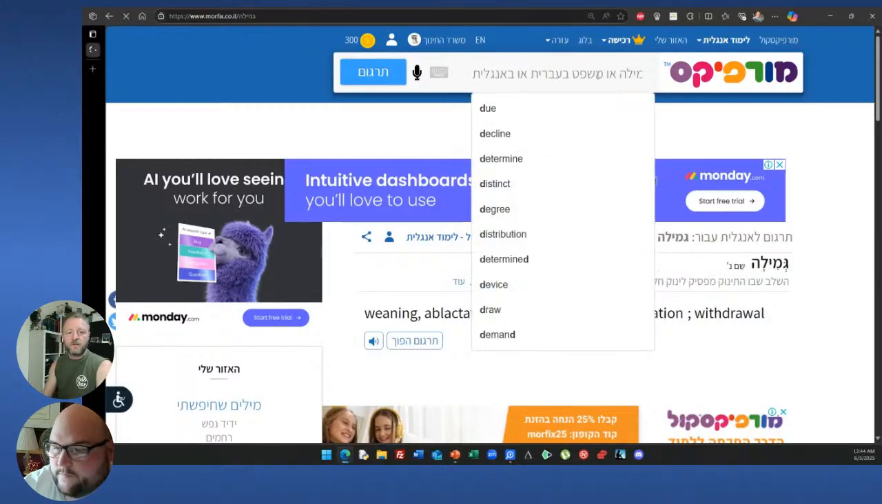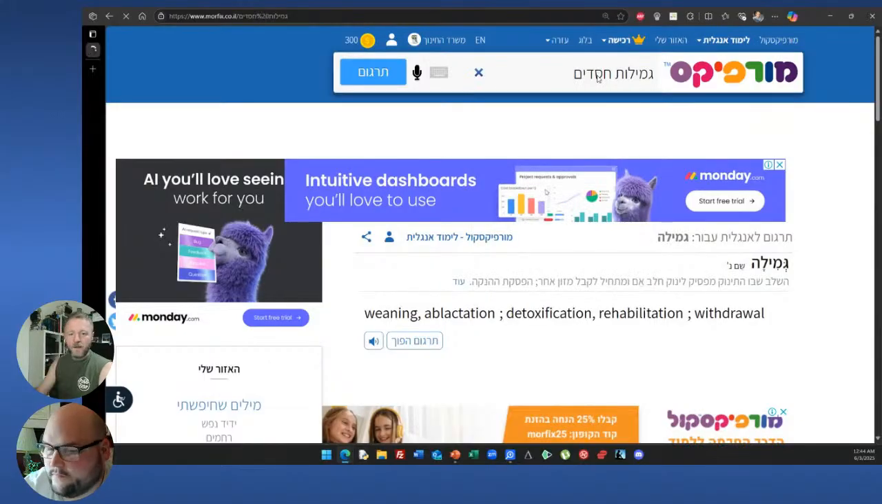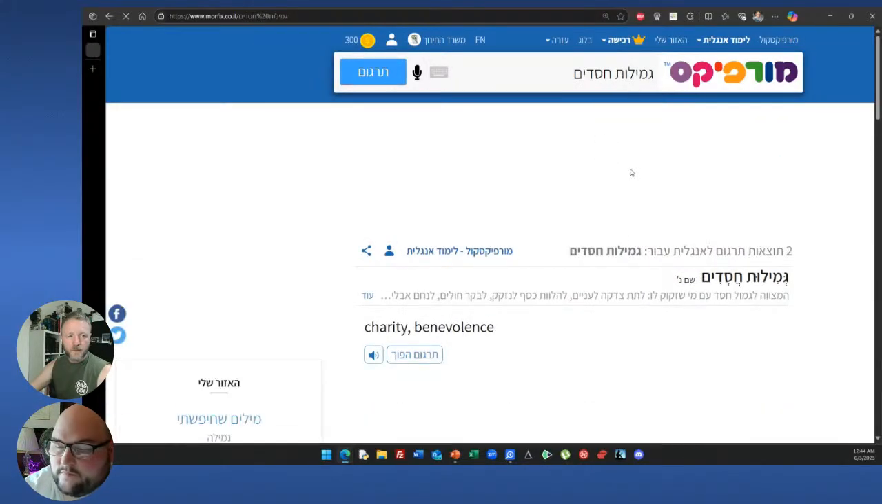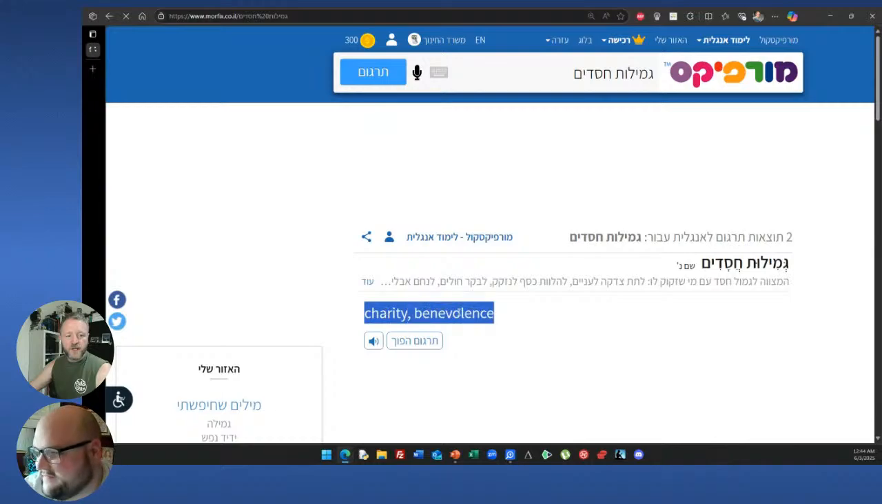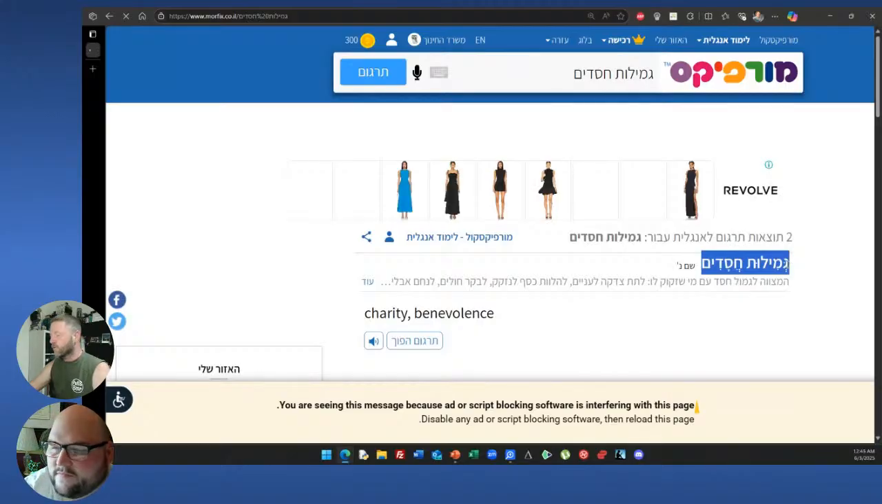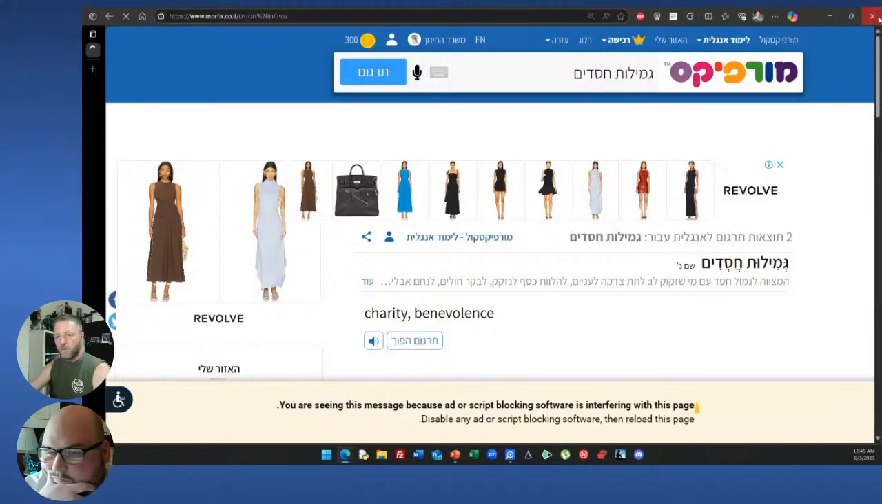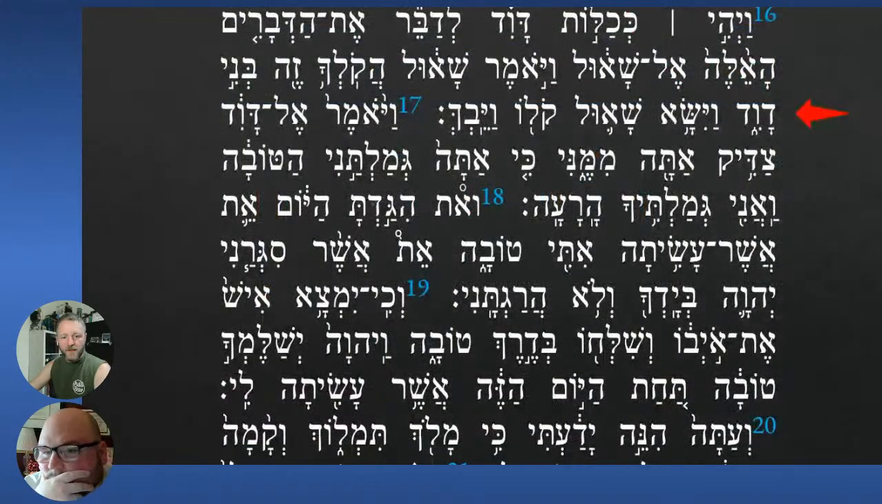So if we look at that, we've got gemilut chasadim. This means charity or benevolence, because chasadim is a good term, and gemilut is the idea of giving somebody a reward for something. It's the same word. Okay, ligmol. So in this case, it means you're a more righteous man than I am because you have treated me well. You've given me goodness.